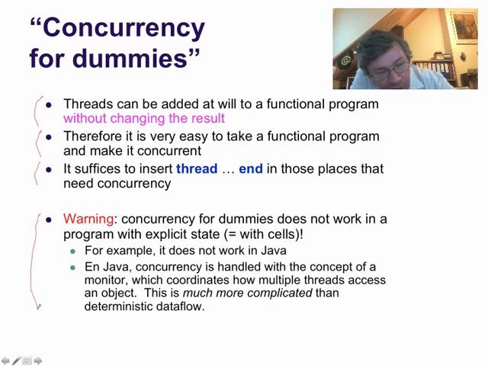A simple warning here, of course: this only works in a declarative paradigm. It does not work if you have cells. It will not work in Java. In Java, concurrency is handled with a concept called a monitor. And a monitor is a concept that coordinates how multiple threads will access an object, so the shared state. This is much, much more complicated than deterministic data flow. So concurrency for dummies only works in a declarative paradigm.